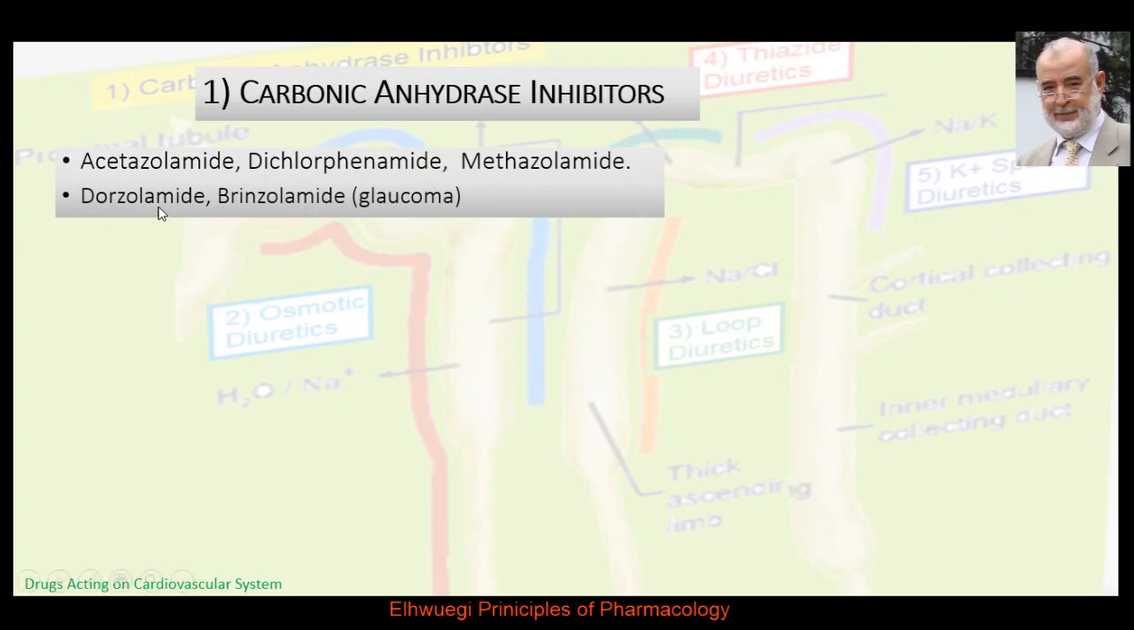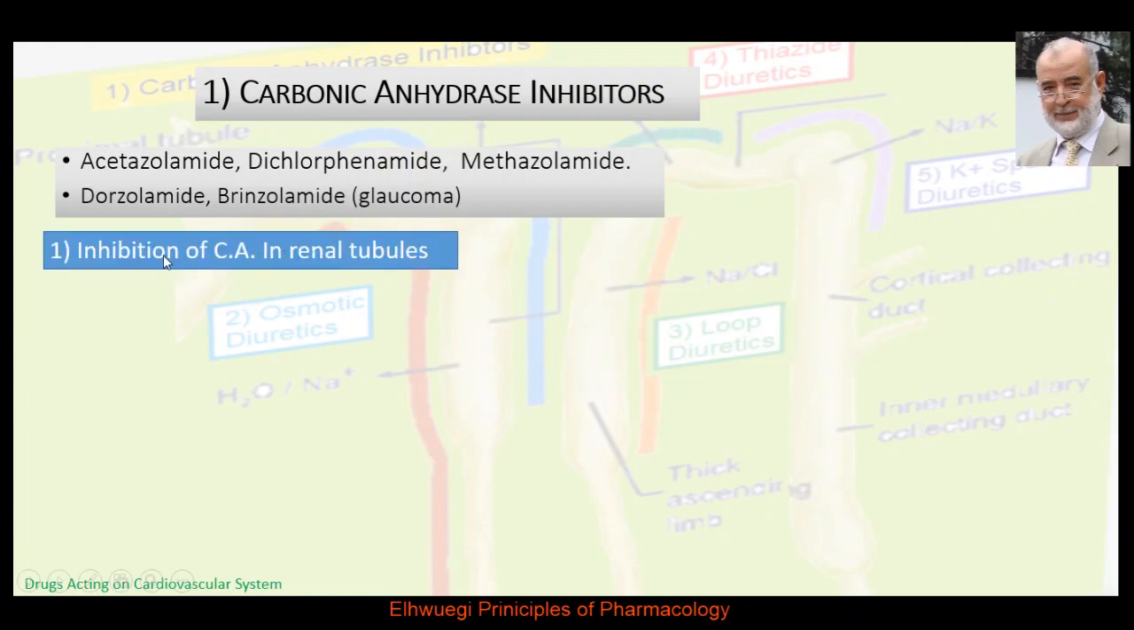Other drugs are dorzolamide or brinzolamide. These two are sulfonamides, but they are used only topically in the treatment of glaucoma, and we will talk about that in detail, okay? So these drugs act by inhibiting carbonic anhydrase at different places in the body.